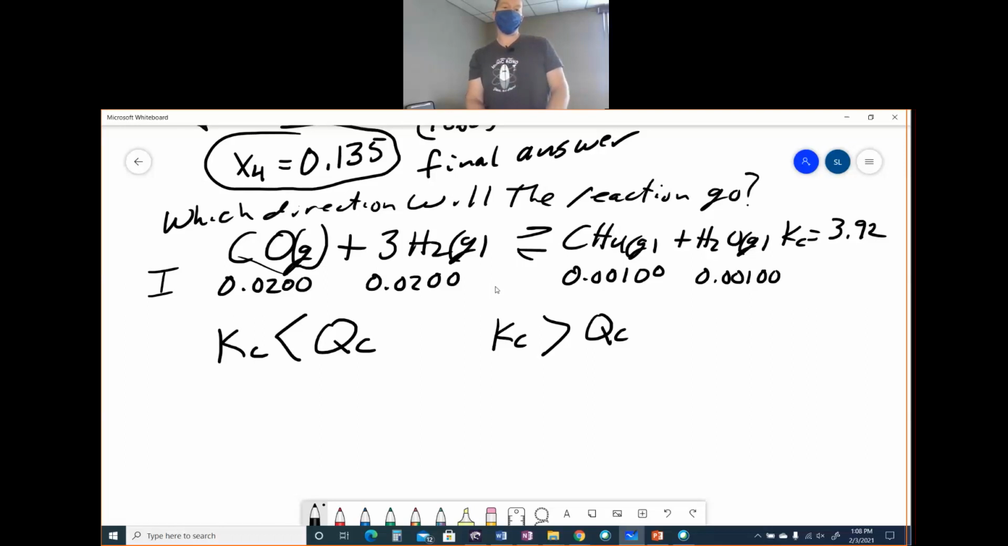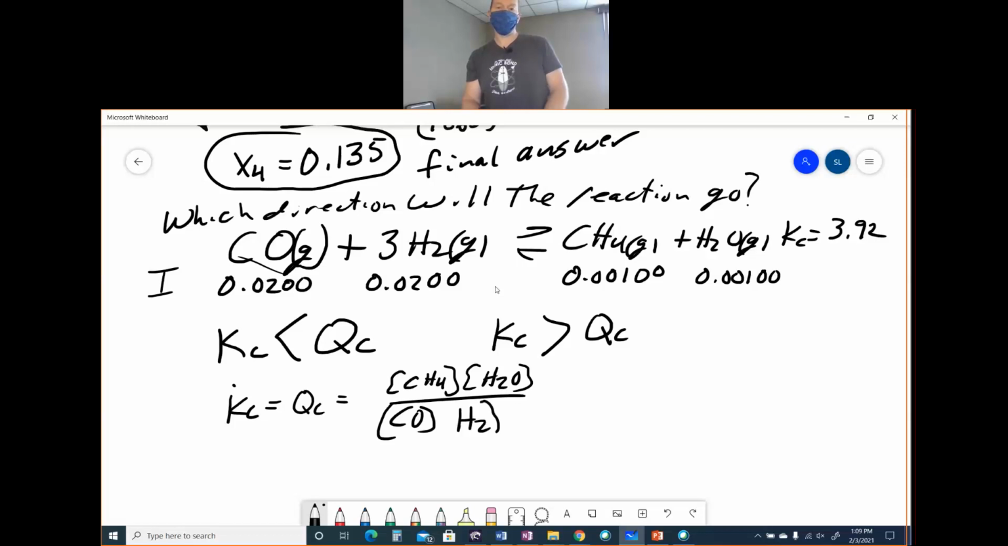Your expression for Qc and your expression for Kc are the same. The Kc expression is exactly the same as Q. I put a c because we're doing concentrations. So that is the concentration of CH4 times the concentration of H2O, divided by the concentration of CO and the concentration of H2 raised to the third. Again, the biggest error here is people not taking that and raising it to the third.